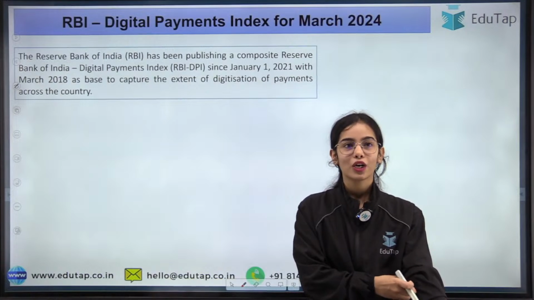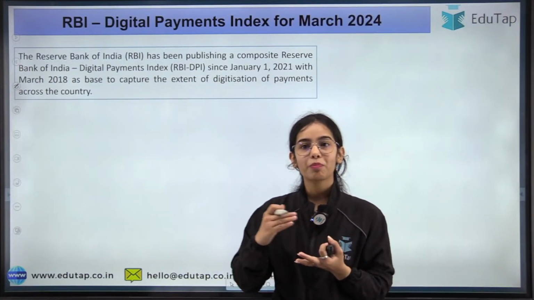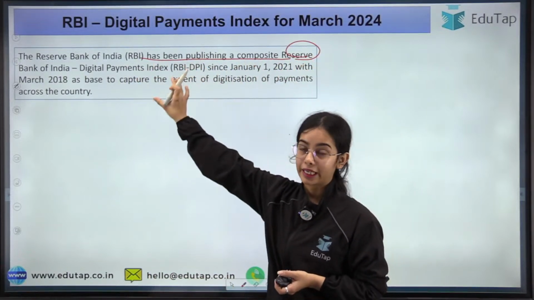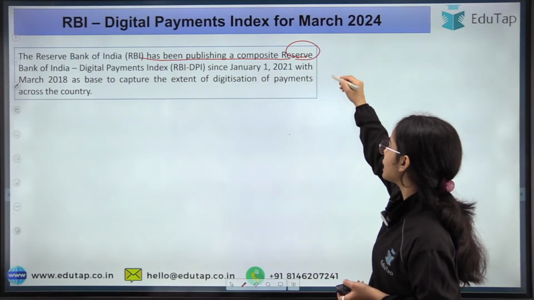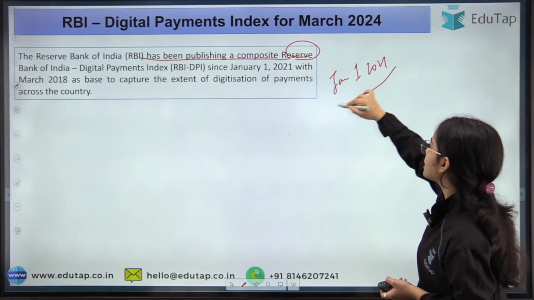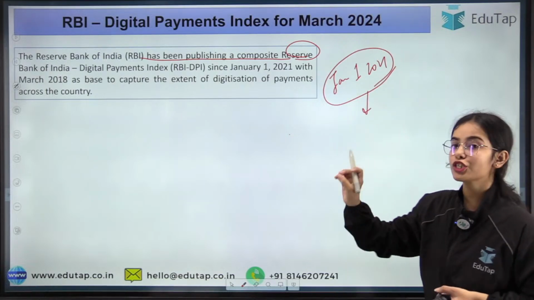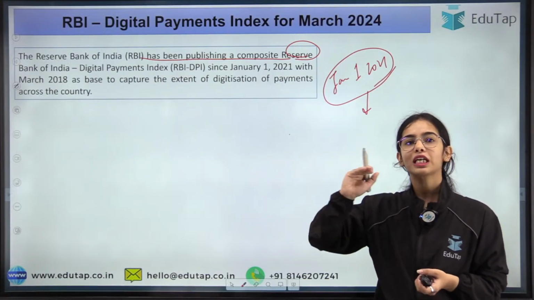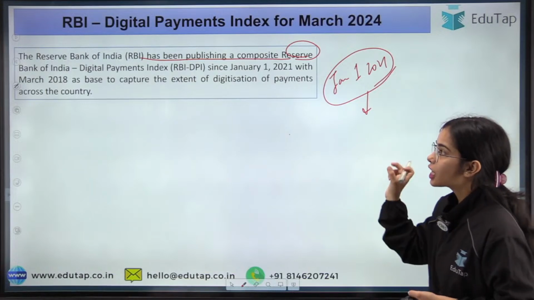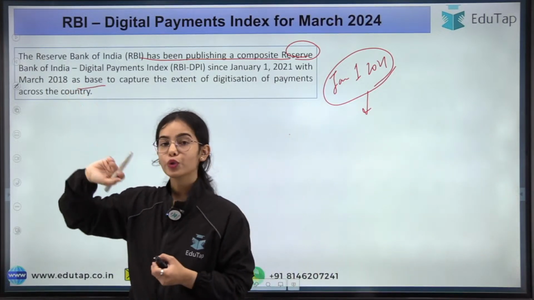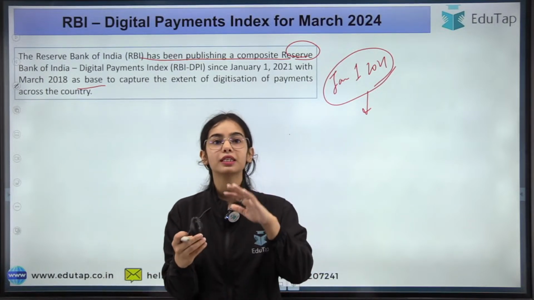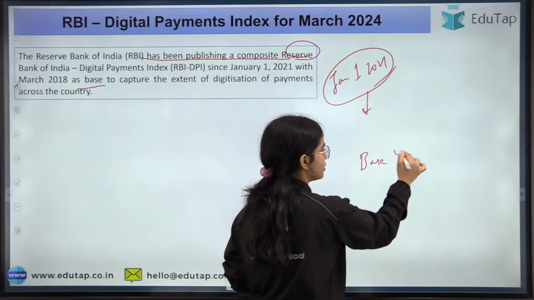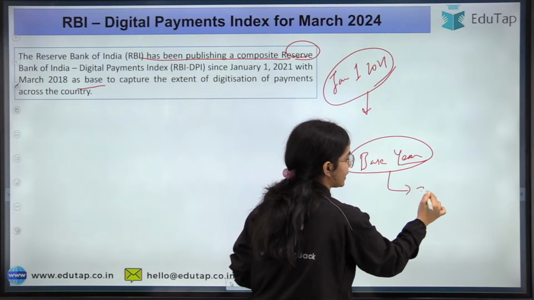So let's start with today's topic. The Reserve Bank of India has been publishing a composite Digital Payment Index since January 1, 2021. In January 2021, the Reserve Bank of India announced that it would publish the digital payment index, and since then it has been continuously publishing it with March 2018 as the base. You know that in an index we have to compare digital payments, so we need some base year. The base year for the digital payment index is 2018.